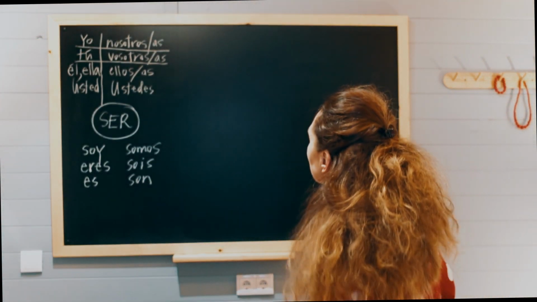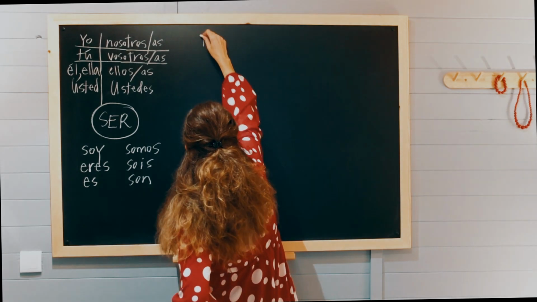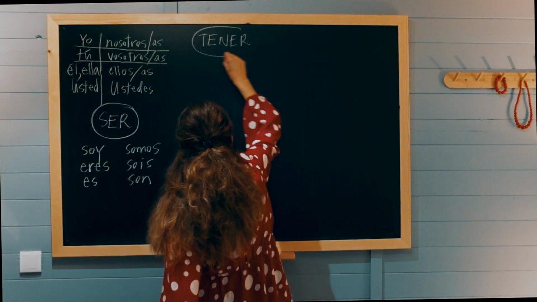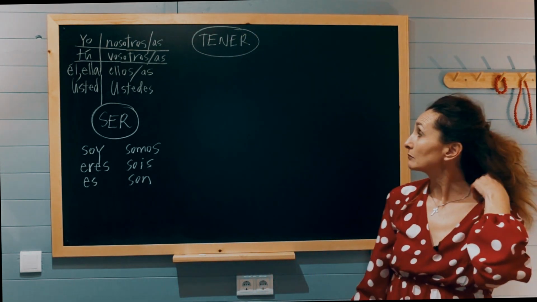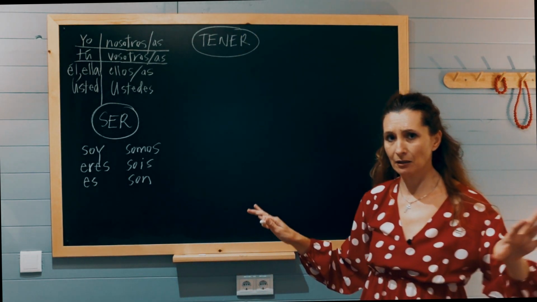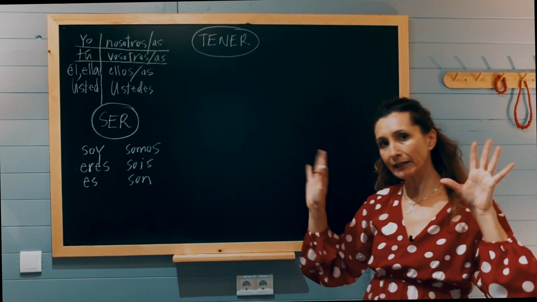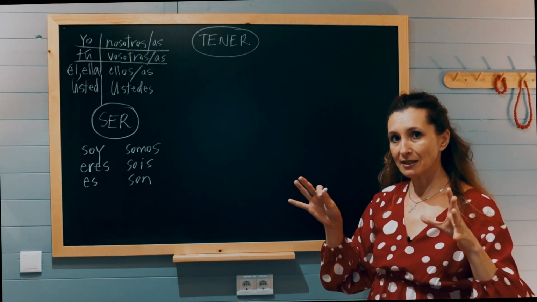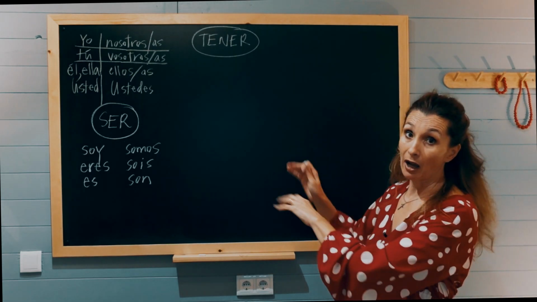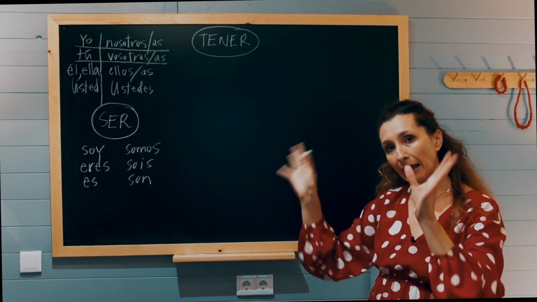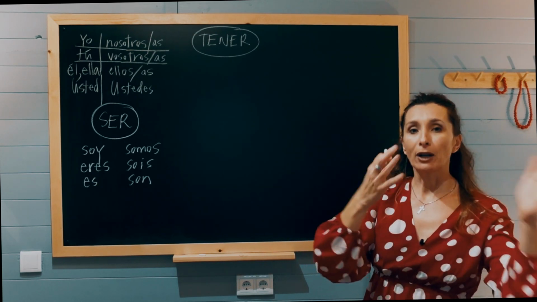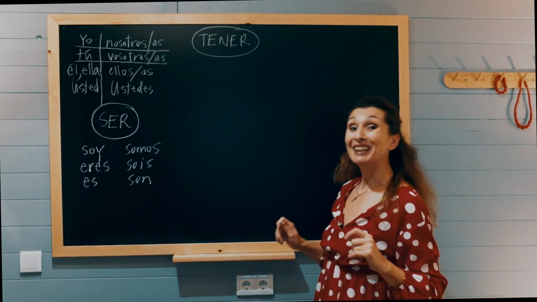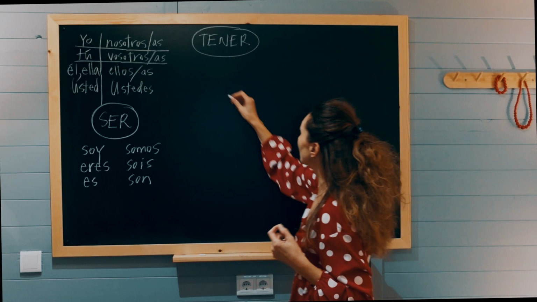The next one is tener, to have. Tener, okay? I'm not giving you any rules yet. That will come later. Right now, just get in the habit of practicing these conjugations the way I'm teaching you here, okay? And later I will give you rules for present tense and past and the future, okay? So, tener is to have.